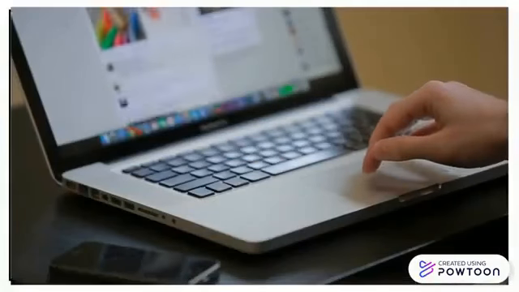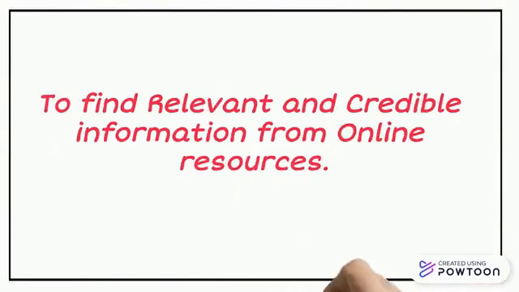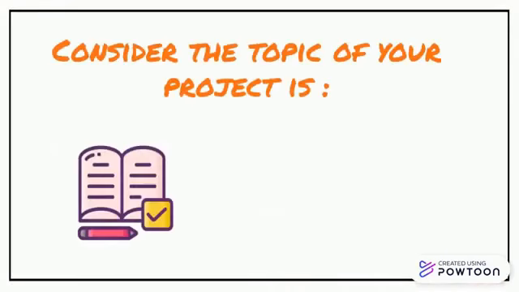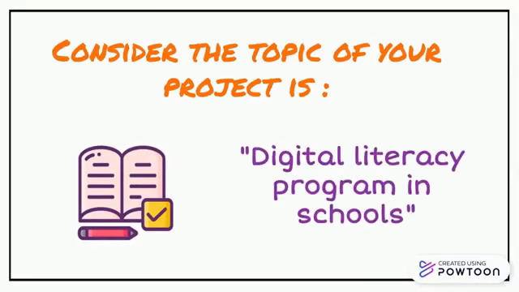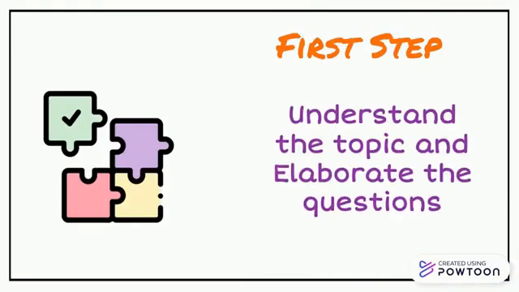In this video, you will learn about online search strategies that will help you to find relevant and credible information from online resources. Consider you are assigned the topic Digital Literacy Programs in Schools for your project. To find relevant sources, the first step is to understand the topic and elaborate the questions you want to search.